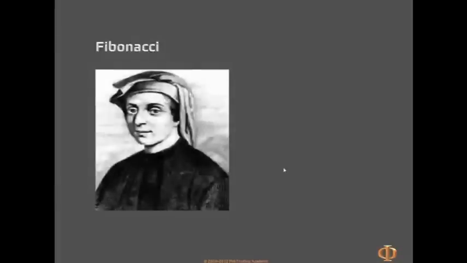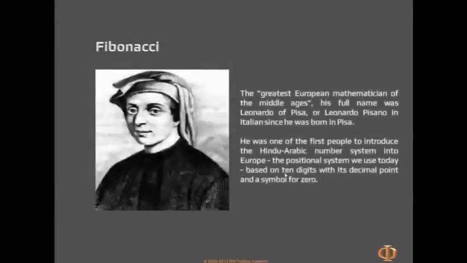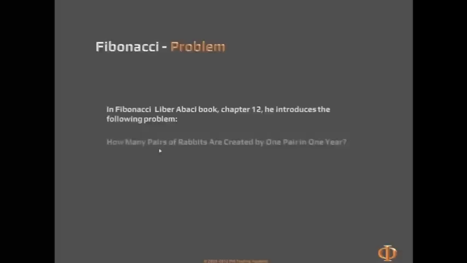So Fibonacci is supposed to be the greatest European mathematician of the Middle Ages, okay? And he was one of the first people to introduce the zero actually in Italy. You know, before Fibonacci in Italy they were counting with the Roman letters I, IV, V, X, and so on. Now, in one of his books, he introduces the following problem. How many pairs of rabbits are created by one pair in 1 year?